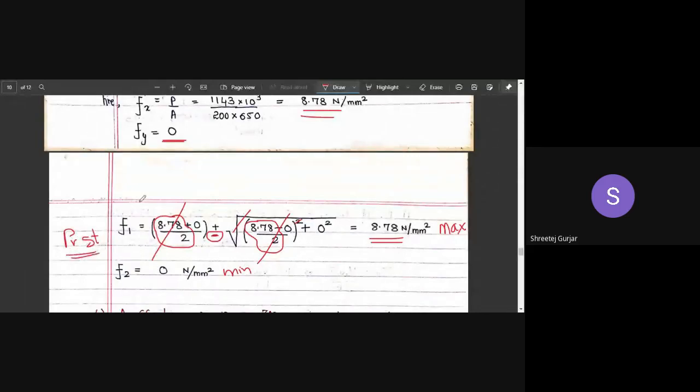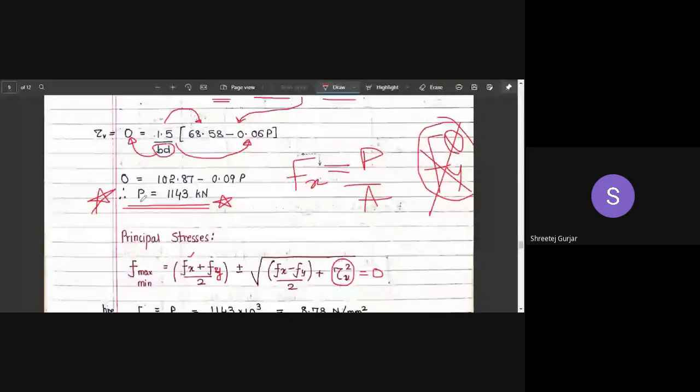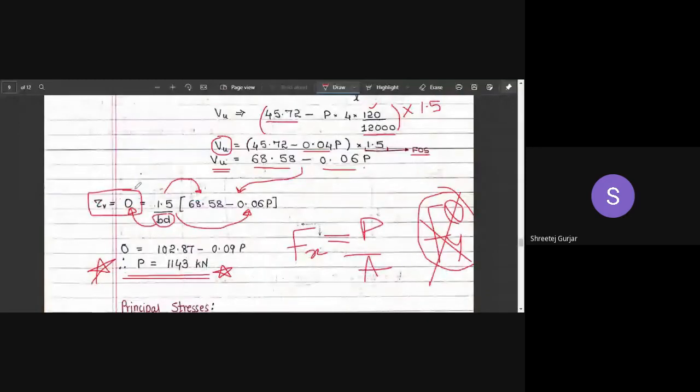So this was the question, right? So we have solved it successfully. The important thing here was the calculation of P. The calculation of P from this given condition, that tau V is equal to 0. Tau V is equal to 0 they had given us, right? So we have calculated the P value from this particular condition.